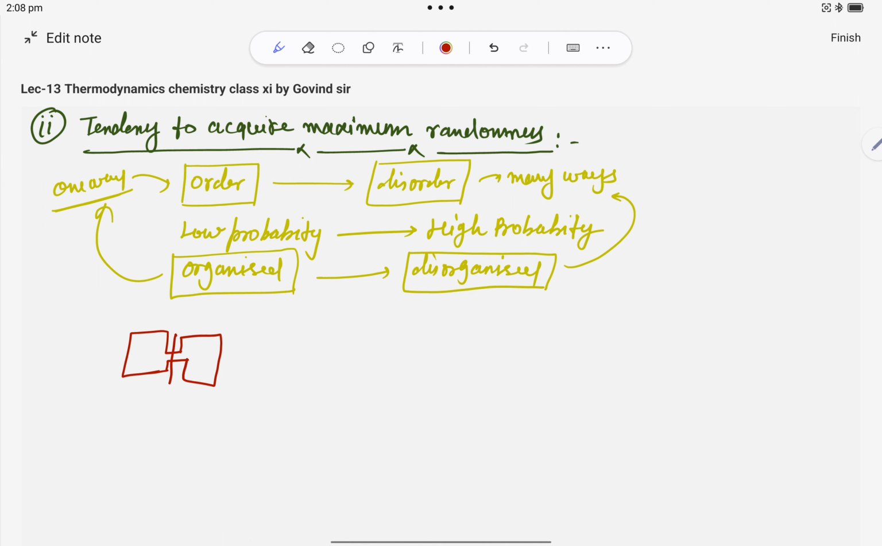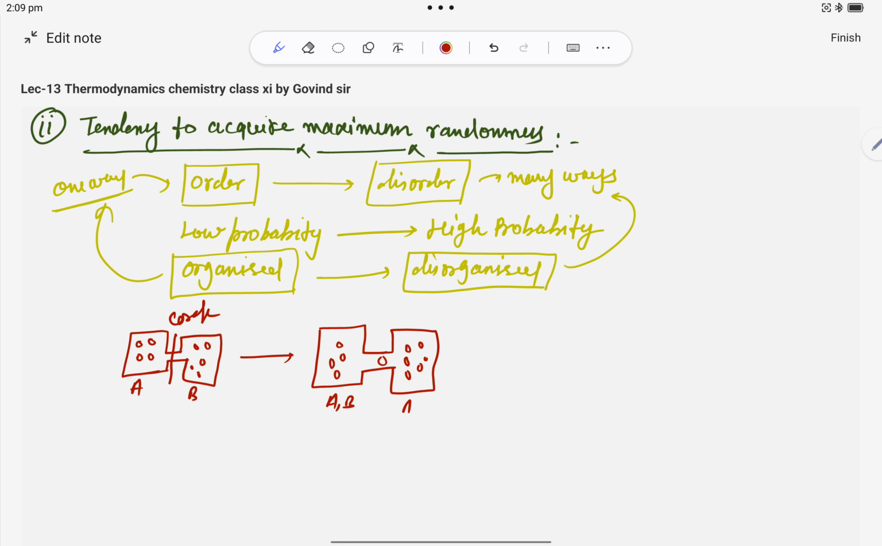And here cork is applied. Here gas particles are filled, gas A and gas B. When you remove the cork, then what happened, children? Gaseous particles will intermix. So here also A and B, and here also A and B. So from here to here randomness increases.